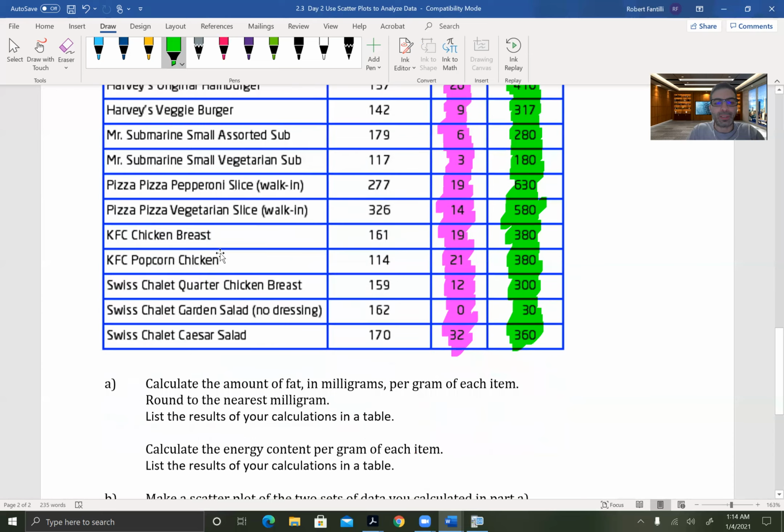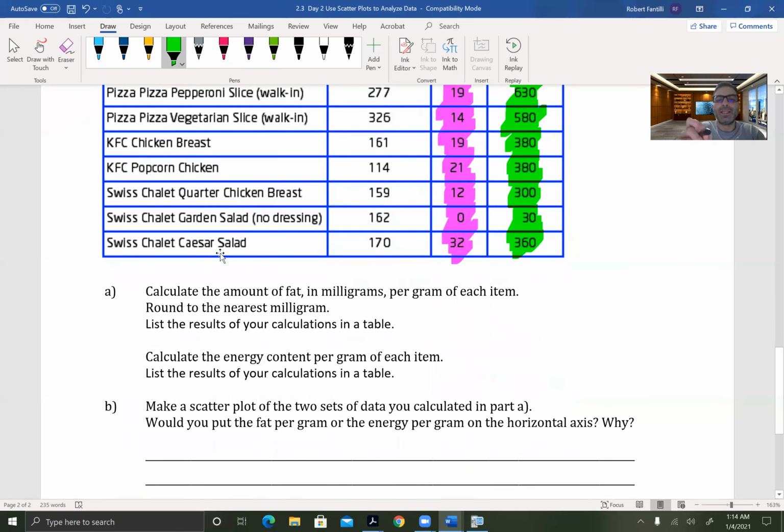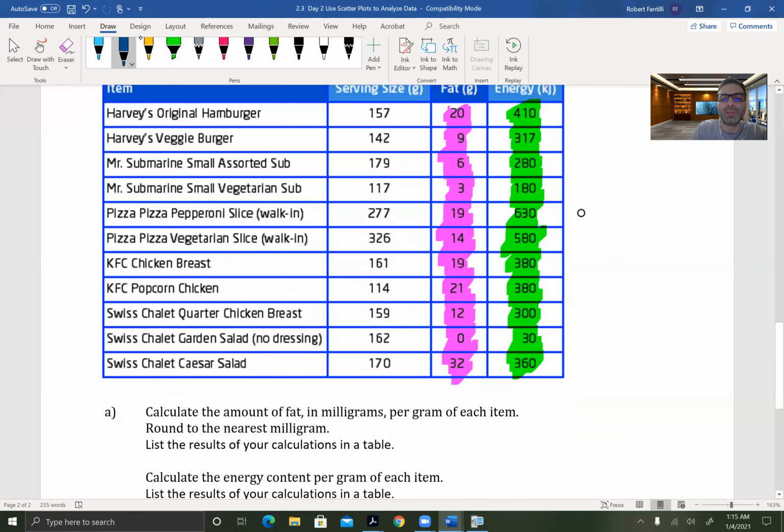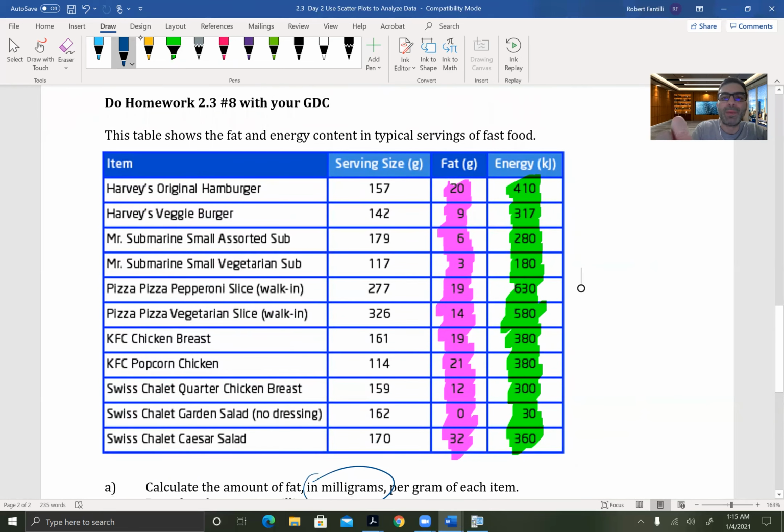First, it asks us to calculate the amount of fat in milligrams per gram of each item. Let me leave the milligrams part out for a second. If it just wants the fat per gram, you're going to take the fat column, because the serving size is in grams. It's not talking about energy yet. So for the first row, you would take 20 divided by 157. That would be fat per gram, and they're both in grams, okay?